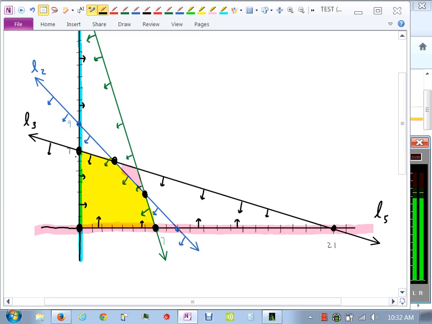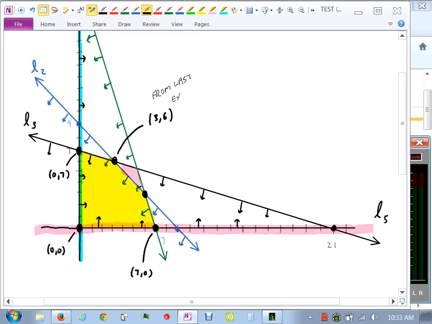Okay? So I'm going to start labeling these. 0, 7, 0, 0, 7, 0. This one, 3, 6. But I should note there from last example. And then our final one here, how are we going to get this final one? It looks like 6, 3, doesn't it?